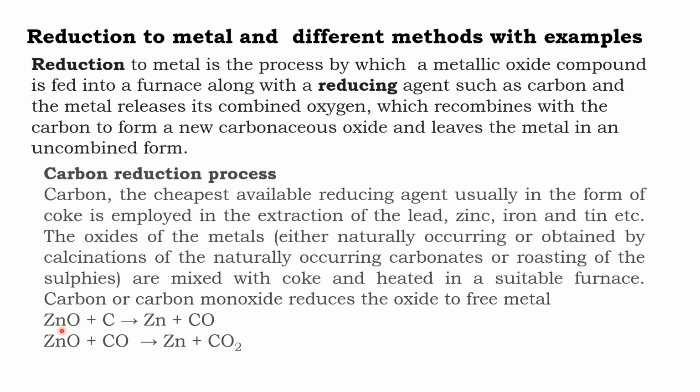For example, in case of zinc oxide, we could use a mixture of carbon and carbon monoxide in a smelting furnace or a blast furnace, so that the carbon or carbon monoxide is the reducing agent, which reduces zinc oxide to the crude zinc metal, leaving carbon monoxide and carbon dioxide as the byproduct. So from the oxide form, we are converting to the crude metallic form by using carbon reduction.